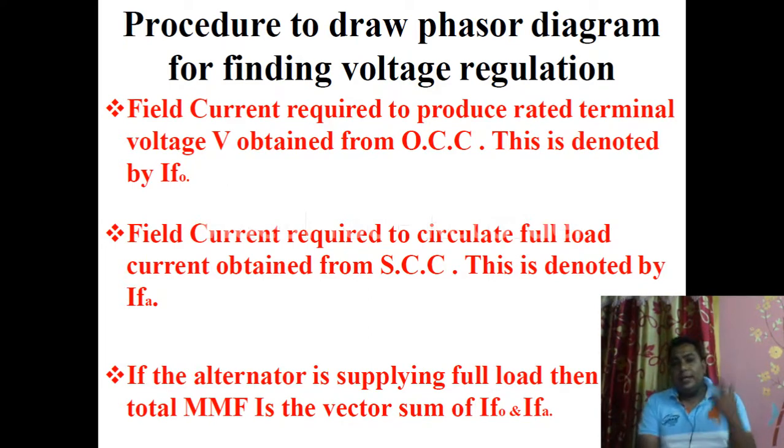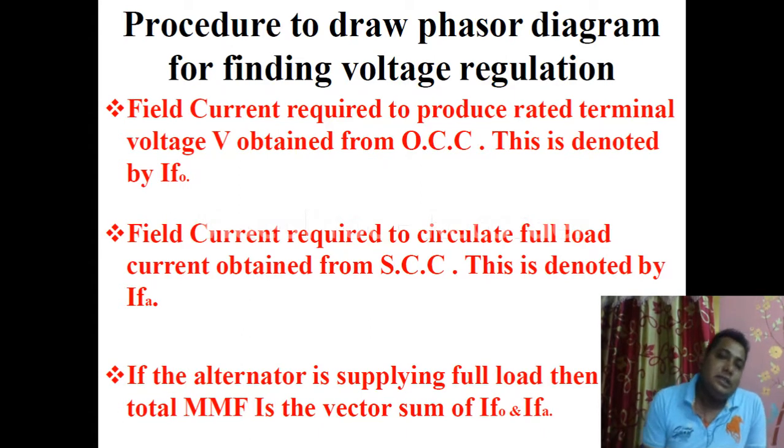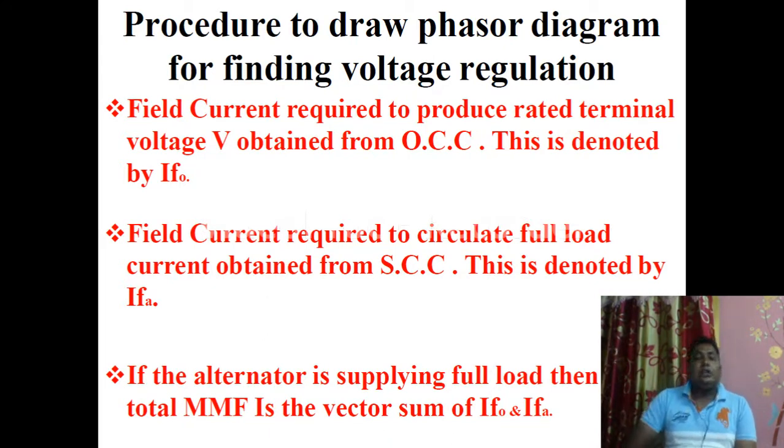So two things are there. One thing is the field current required to produce the rated terminal voltage. Whatever field current is needed to generate such an amount of flux, which by cutting the armature produces the rated terminal voltage, that field current is denoted by IF0. The field current required to circulate the full load current, obtained from the SSC, is denoted by IFA.